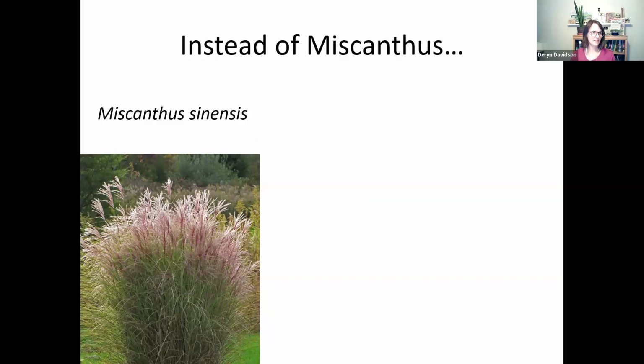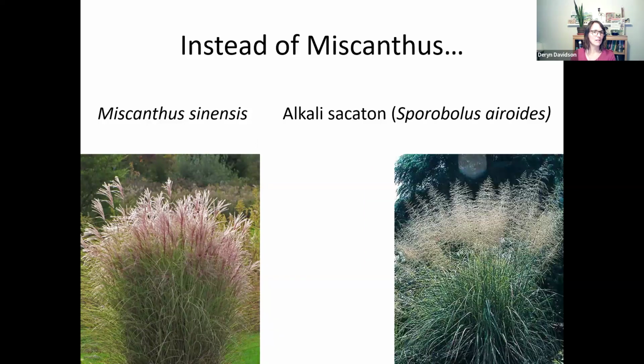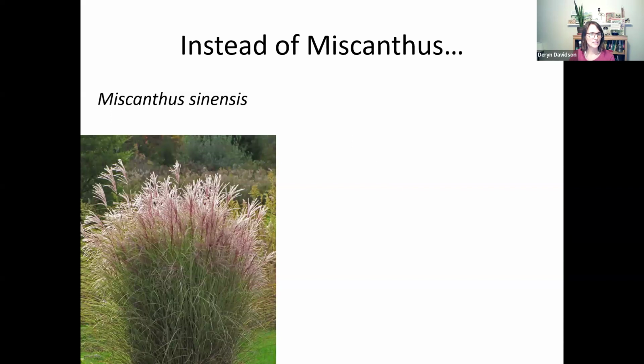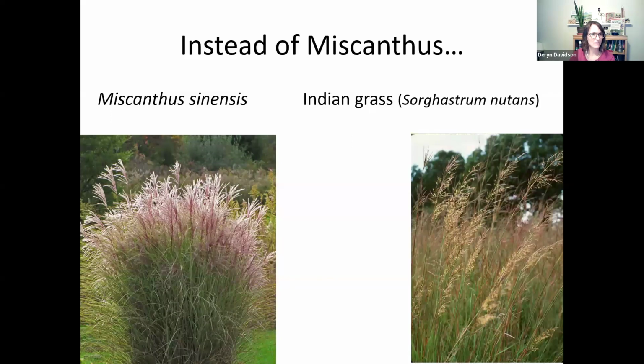Instead of miscanthus, alkali saccatone is a great alternative. Both have that kind of upright and arching habit, and alkali saccatone has really pretty seed heads that, when the light catches it, it's just absolutely beautiful. Also, instead of miscanthus, you could consider that same Indian grass. So upright, and gets a really attractive seed head.